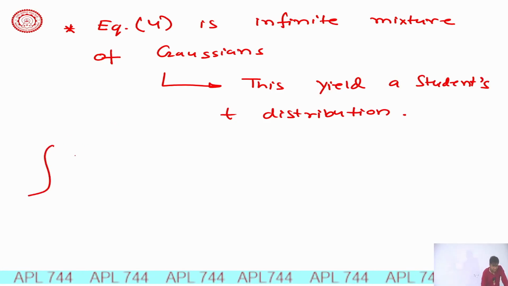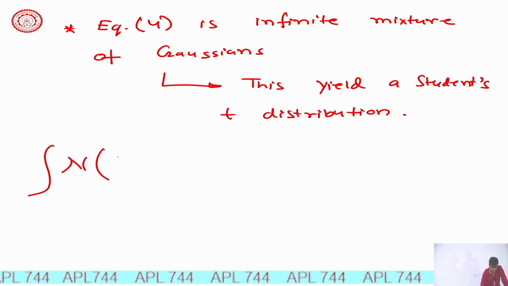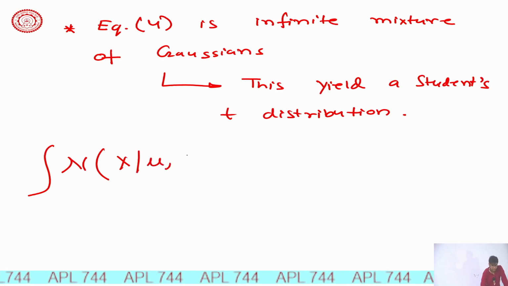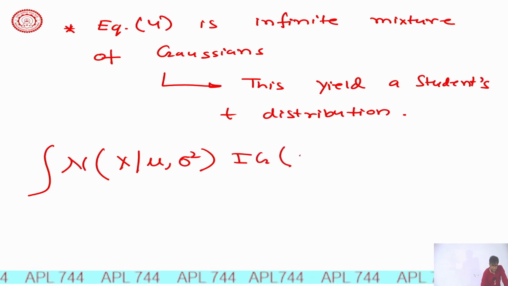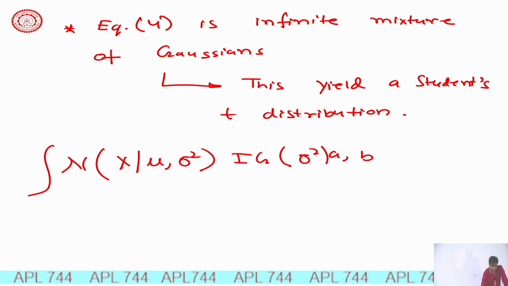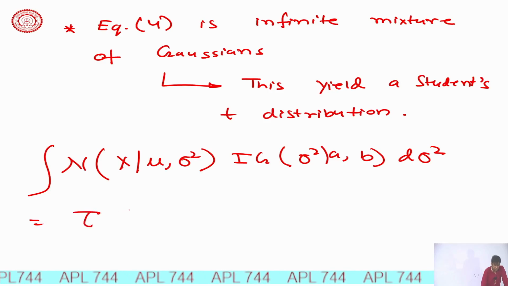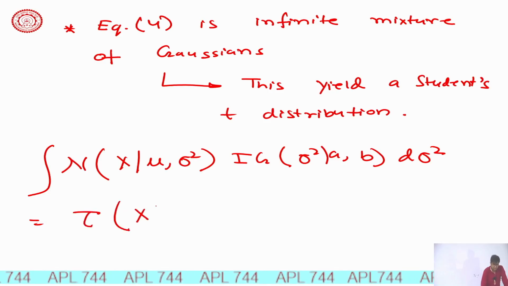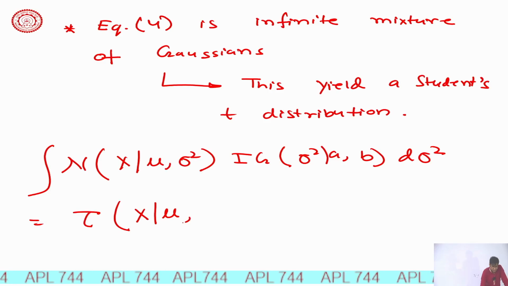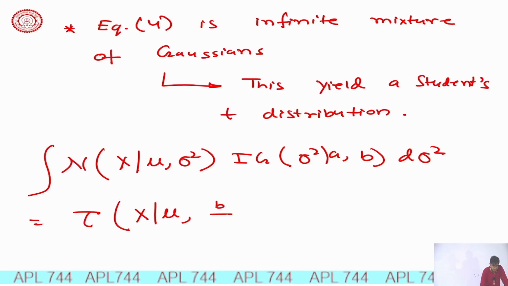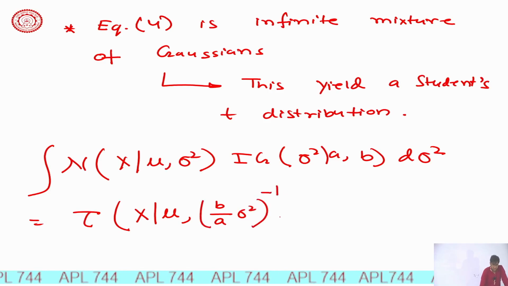So, integration of Gaussian x given mu comma sigma square multiplied by inverse gamma sigma square given a comma b. If you do this, you will get a Student's distribution, and this you have to prove, of x given mu, which is the mean, remains as it is, comma b by a sigma square to the power minus 1 comma 2a.